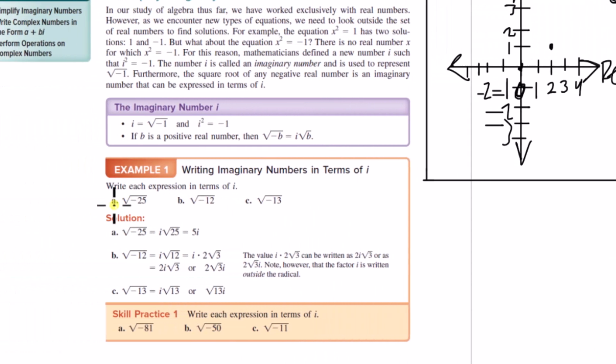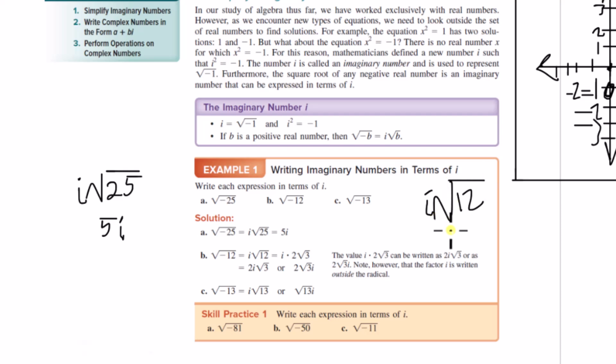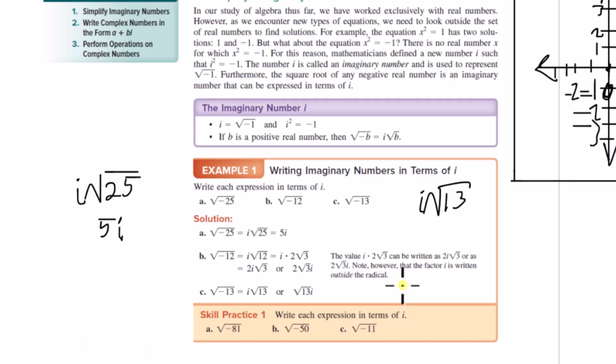With that, how would we simplify the principal square root of negative 25? Well, you take out an i. There we go. How would you simplify the principal square root of negative 12? Take out an i. So 4 times 3 is 12, so we've got 2i root 3. What about the principal square root of negative 13? Well, you take out an i, and now we can't simplify this any further, so that's it.